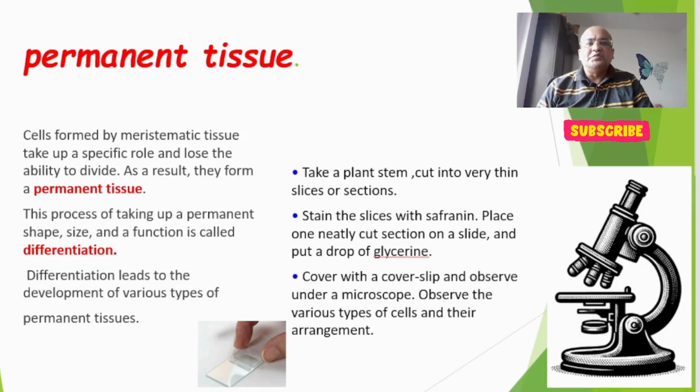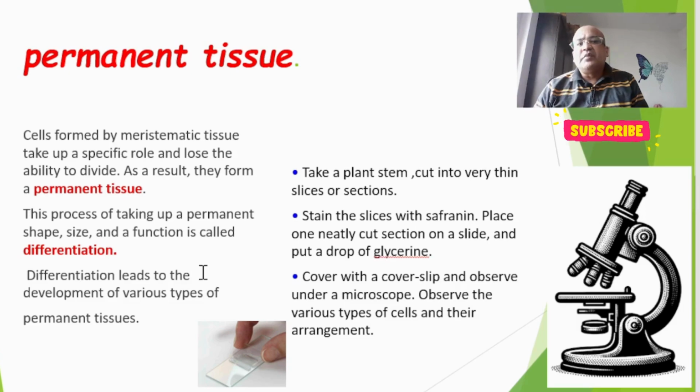What are permanent tissues? We have seen that the meristematic tissues take up a specific role and they lose the ability to divide. As a result, what happens? They form permanent tissues. Now, this process of taking up a permanent shape, size, and functions is called differentiation. Differentiation leads to the development of various types of permanent tissues.